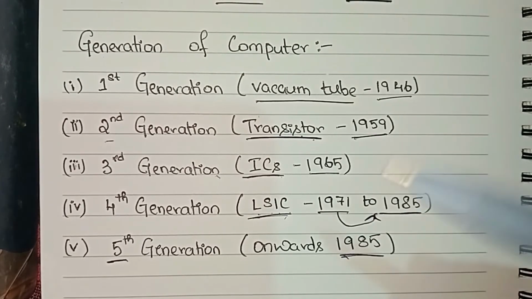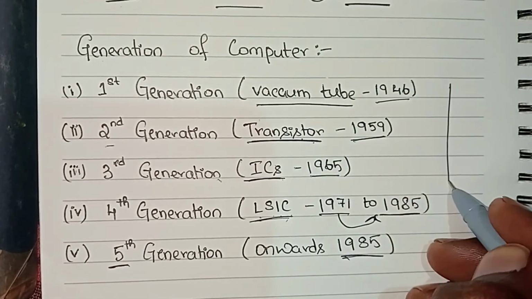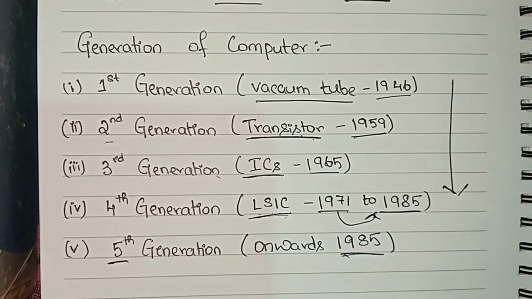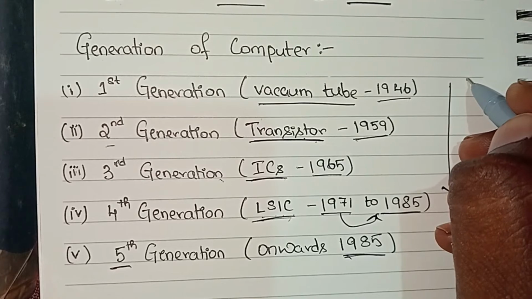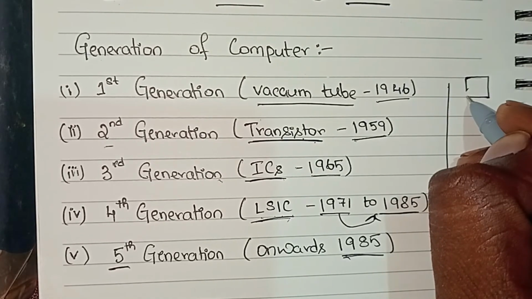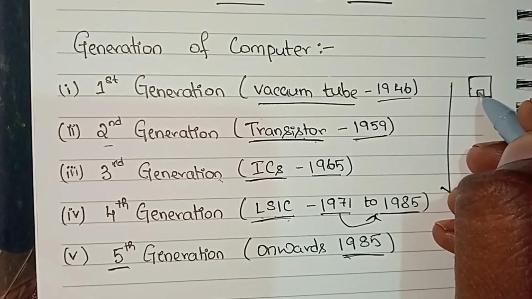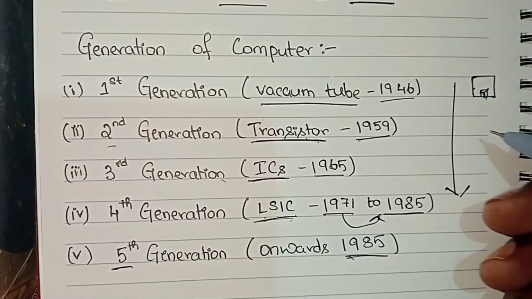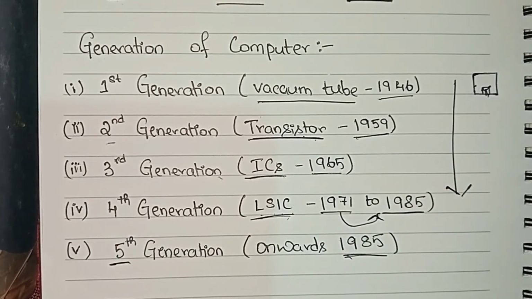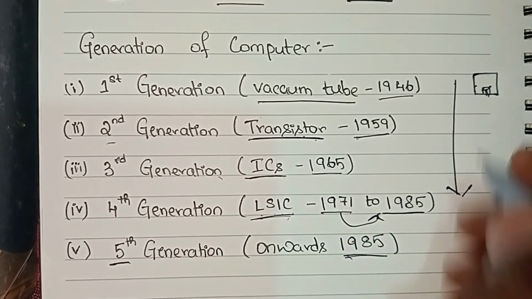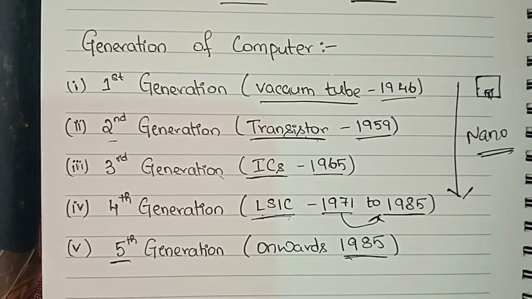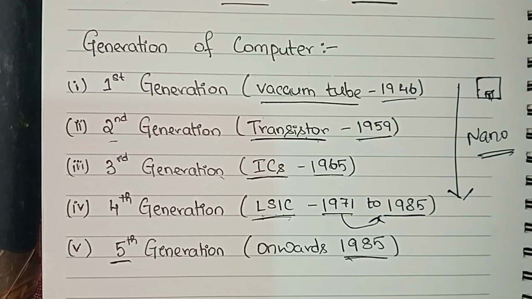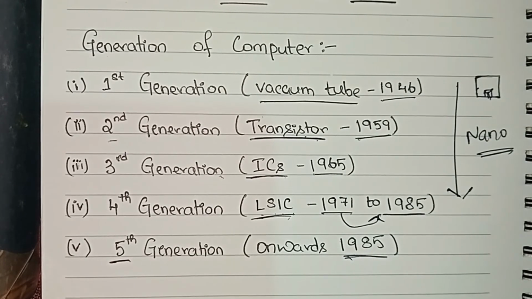Through these generations of computers there is a gradual decrease in the size of computers. Usually in the first generation, one whole room used to be occupied. As the generations have progressed, due to the development of nanotechnology, the size of computers has been gradually reduced, and their efficiency has also increased.